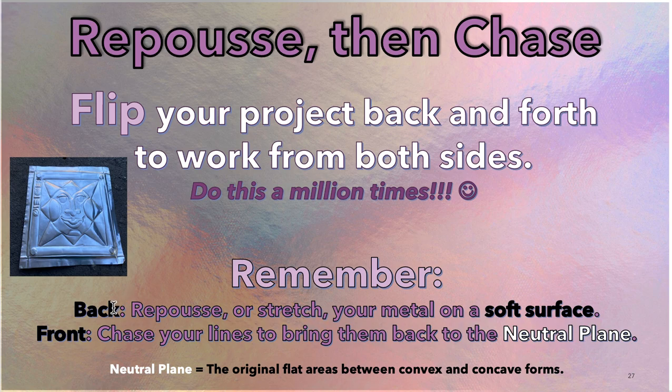Remember, when you're working on the back, it's repousse and you're stretching your metal on a soft surface. When you're working on the front, you chase your lines to bring them back to the neutral plane. The neutral plane is the original flat areas between the convex and concave forms. So when you start to work with it, you'll feel the difference where it slides into shape because it gets a little bit warped when you're doing the repousse.